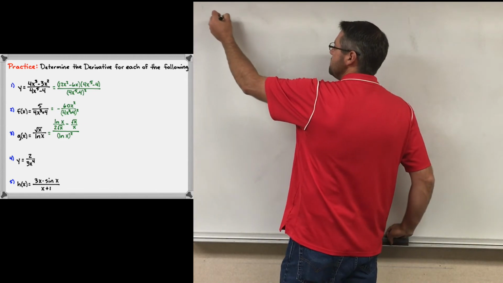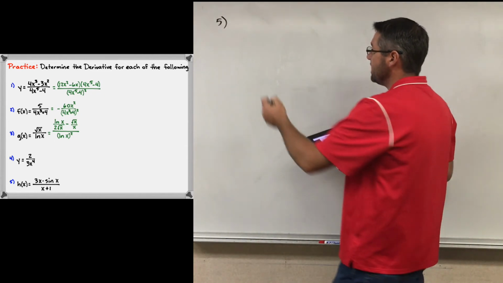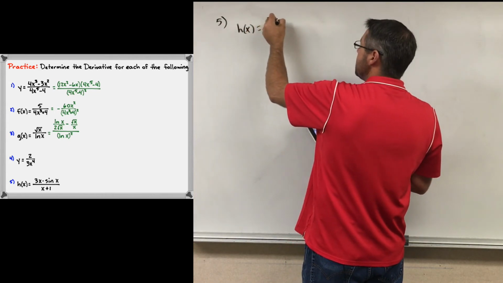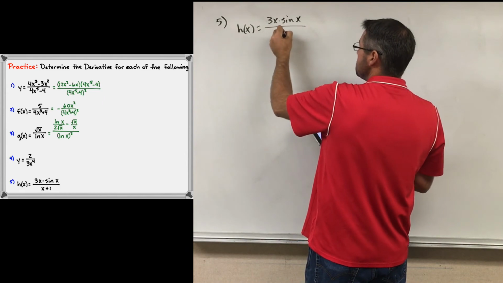Number 5 is a bit of a doozy. Okay, we have h of x equals 3x times sine of x all over x plus 1.